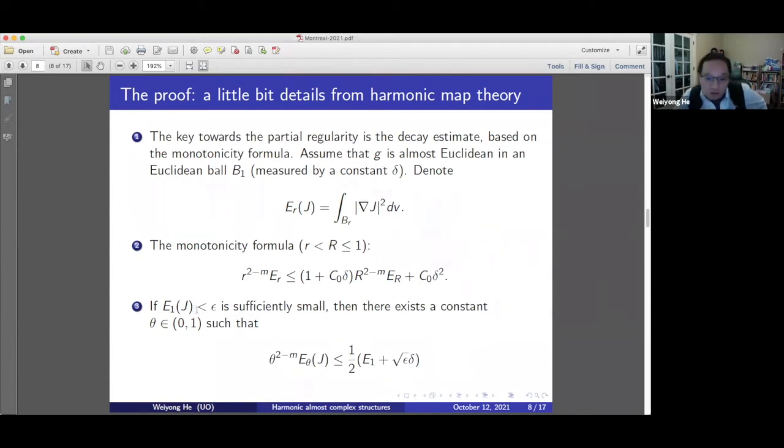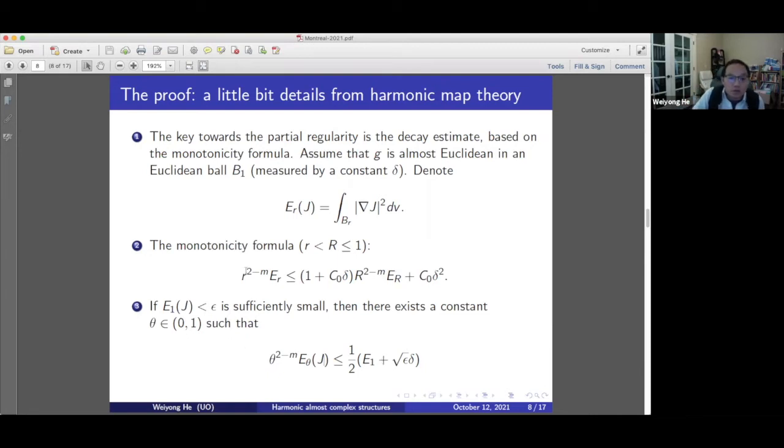So if the energy is sufficiently small, then there exists a constant such that this rescaling invariant energy at this radius is less than or equal to half. This number is less than 1, and that's sufficient. And once this decay estimate is established, one can use rather standard theory in this setting to prove that J is actually Hölder continuous. Once the Hölder continuity is established, then using the structure equation, one can prove it is smooth.